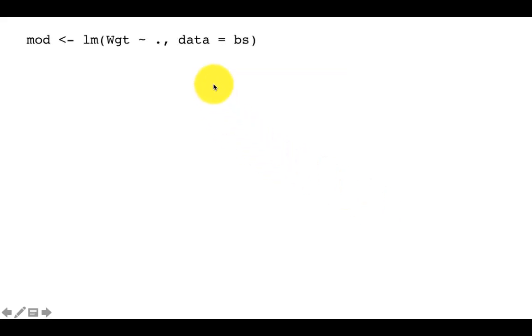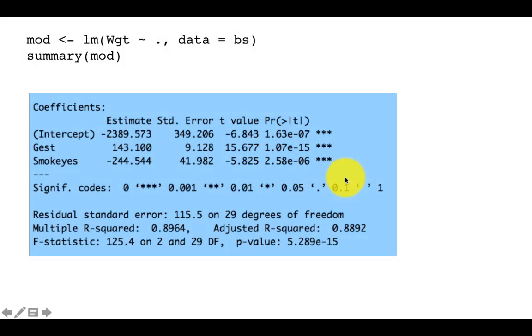Okay, so let's take a look at the regression. First of all, we are going to regress weight as a function of all the remaining two attributes. If you look at the summary of the model, you see this is the overall regression model. You're seeing gest, which is the gestation period, as a predictor, and the intercept. And notice that it used only smoke yes, because smoke had yes and no.